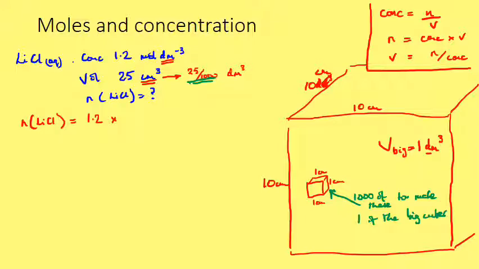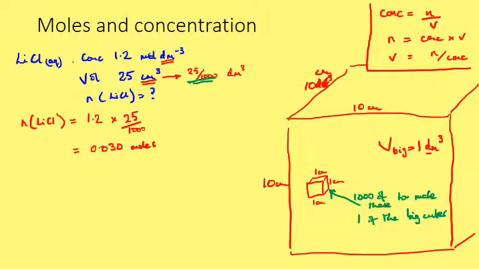So going back to the calculation, our volume is going to be in decimeters cubed. It's 25 over 1,000 decimeters cubed, and so when we plug that into our calculation, we're going to get 0.03 moles. We could leave it like that, that many moles, and that's the answer to the question there.